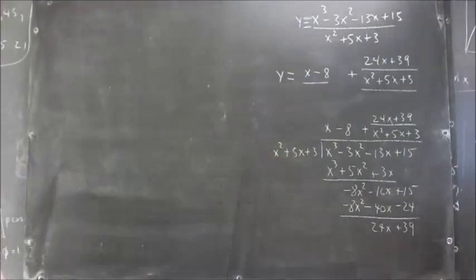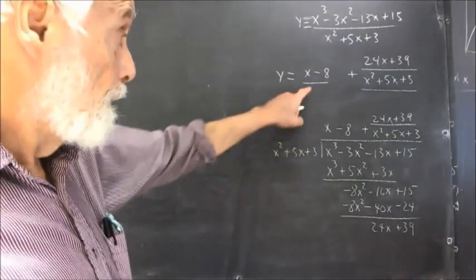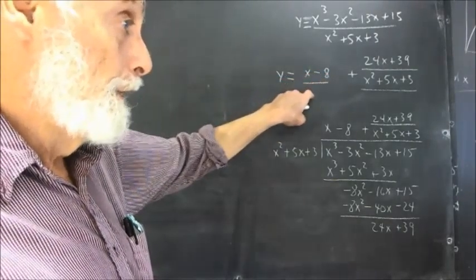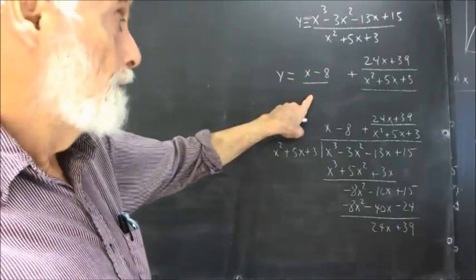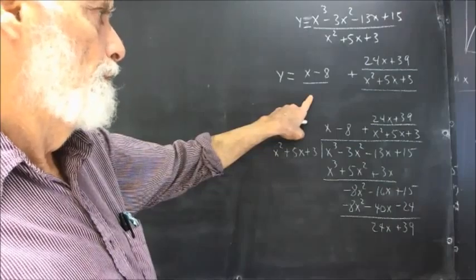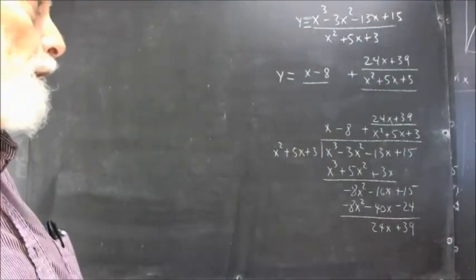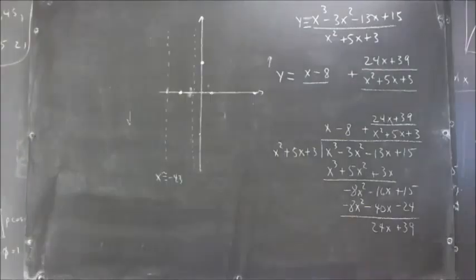You should proceed to construct the graph using the same information we had before, only with the additional information that the asymptote is y equals x minus 8 instead of y equals x. And you should see how that modifies slightly the graph. It won't do a great deal to the overall shape of our graph, but a couple of things are going to change. So you should do that.